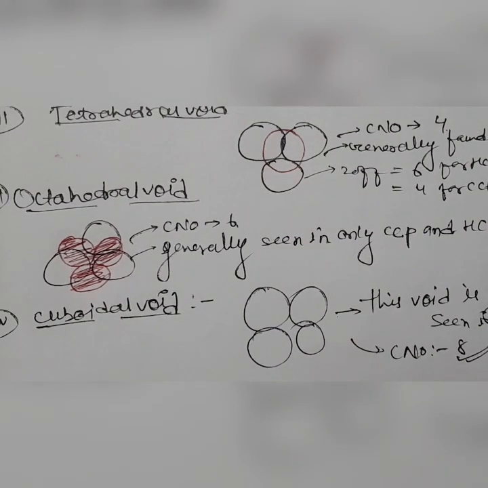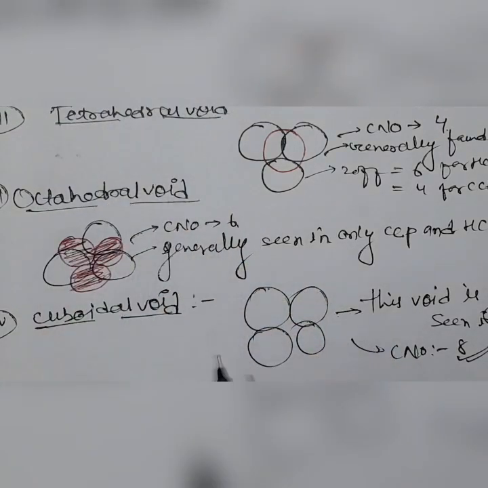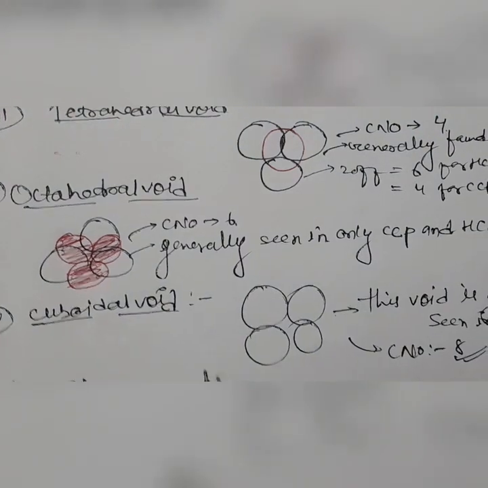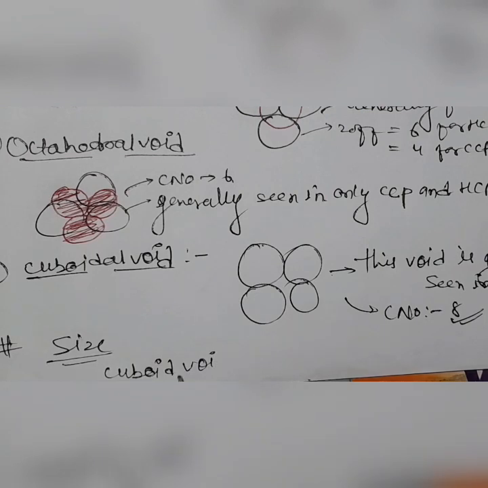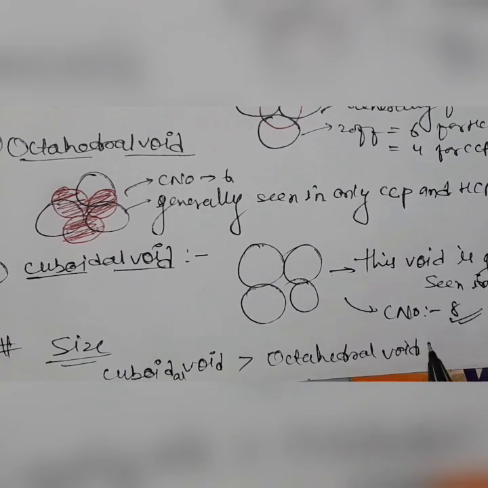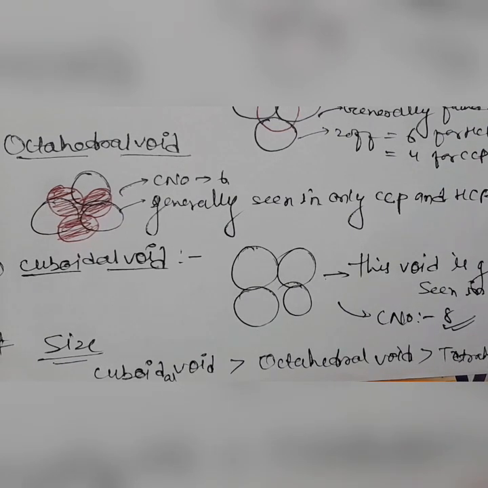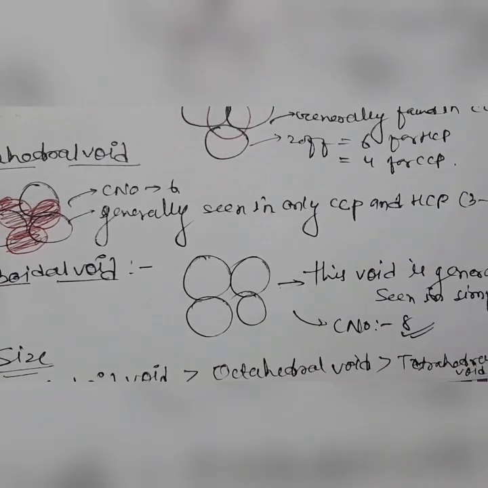Lastly, we have to discuss the size of the octahedral, trigonal, and all these kinds of voids. What are the sizes of the voids? The largest void is the cuboidal void. Then the next bigger void is the octahedral void. Then the tetrahedral void, and the smallest one is the trigonal void.